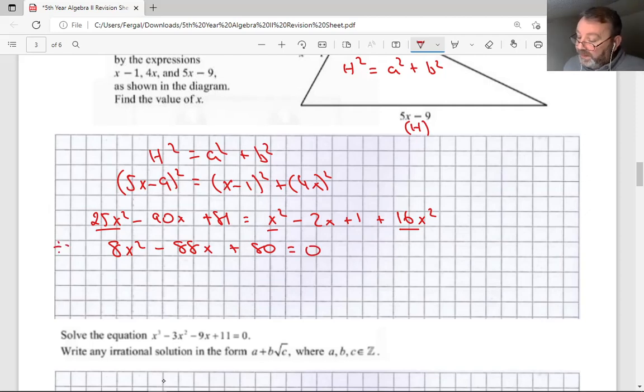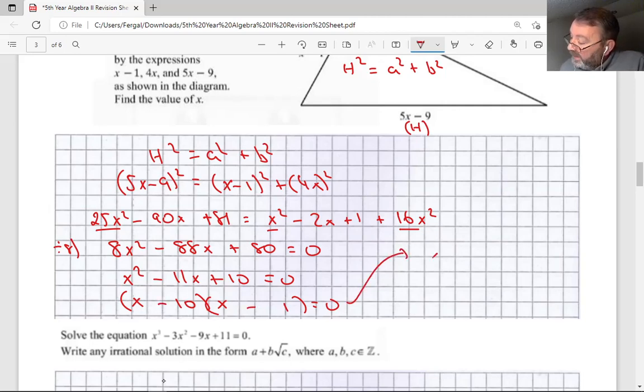All divisible by 8, which makes it a nicer quadratic to deal with. x squared minus 11x plus 10. And all you've got to do then is open your brackets. x squared is x by x, or you can go to your minus b. If you're told to solve with a quadratic, go to minus b if you wish, doesn't matter. I want factors of 10 to add to minus 11, so minus 10 and minus 1, which tells me straight away that x is equal to 10, or that x is equal to 1.